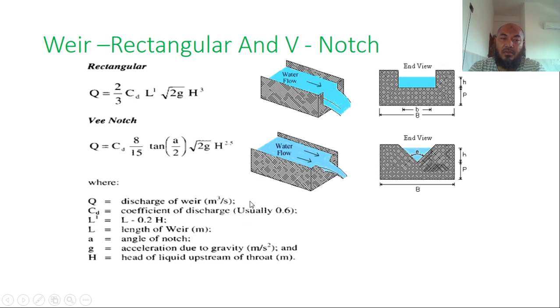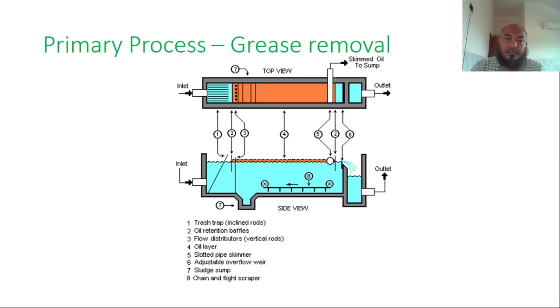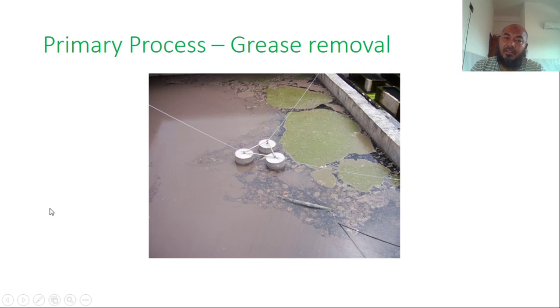Okay, so we move on. Primary process of grease removal. Grease removal. So this is the grease, and this is the skim oil. This equipment will move to skim off the oil on the top, like this one. This is the skimmer to remove the oil.